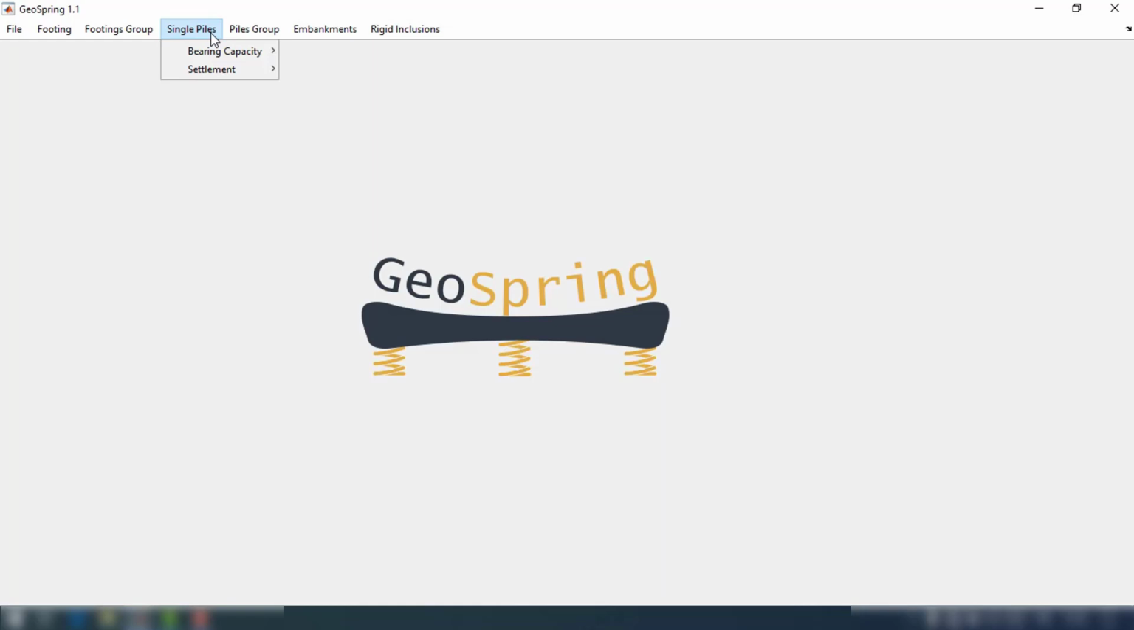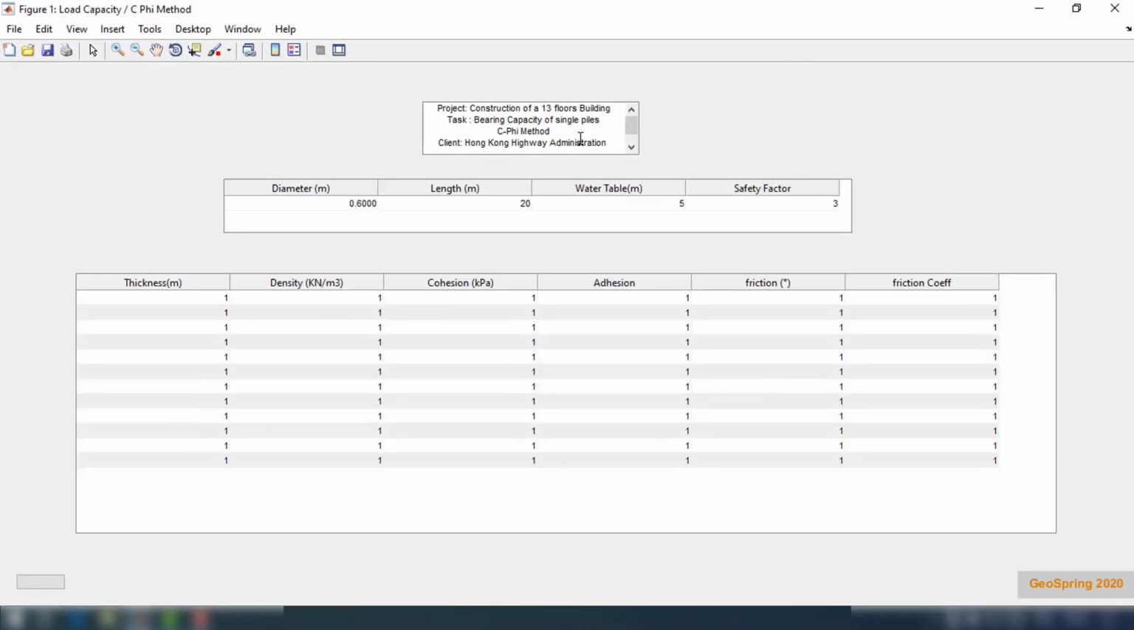Okay, so the bearing capacity with GeoSpring of single piles can be estimated through the Cepheid method, based on the cohesion and friction angles of the layers crossed by the pile, and also by pressure meter data. Okay, so let's start, for example, with bearing capacity, drained load capacity. So here you put the name of your project, task bearing capacity of single piles, and your client. Here you will put the pile geometry.